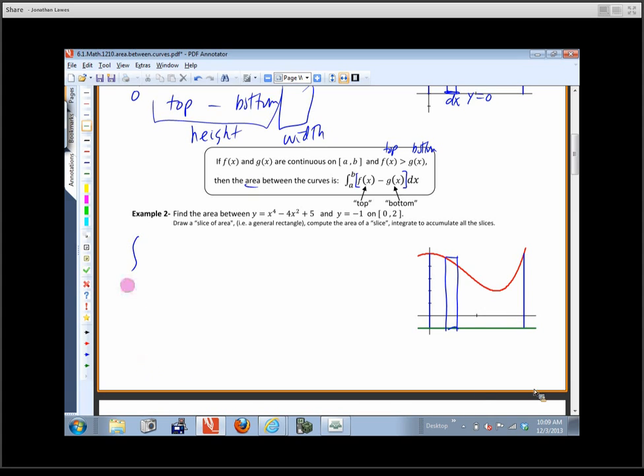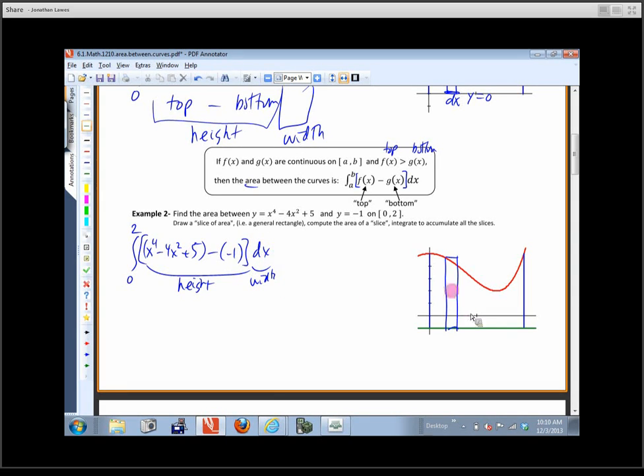Okay? So we're going to do this. We're going to integrate. We're going to slice from 0 to 2. And I'm going to take the top function. The top function is x to the fourth minus 4x squared plus 5. And then I'm going to subtract the bottom function. Now, what is the bottom function? -1. So this right here is the height, and this right here is the width, or dx.